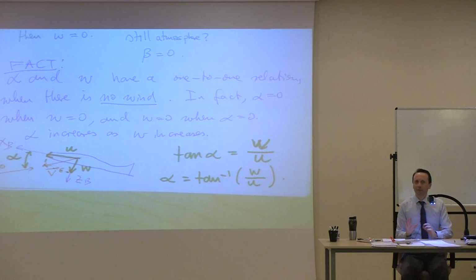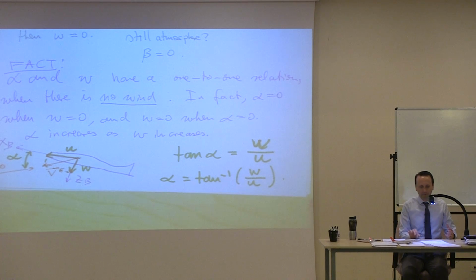But you have to understand what it means. What is W, what is U? U and W are the components, in the body fixed coordinate system, of the velocity vector of the airplane. Okay? And you get alpha. That is only true if the atmosphere doesn't move. If the atmosphere starts moving, which means there's a wind, U and W must include those wind components.